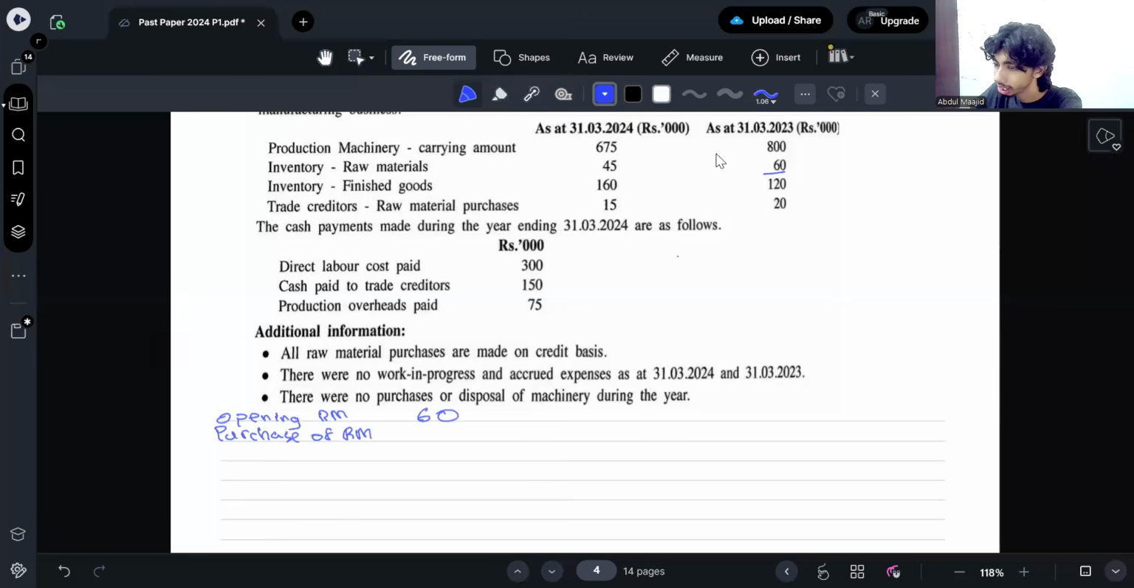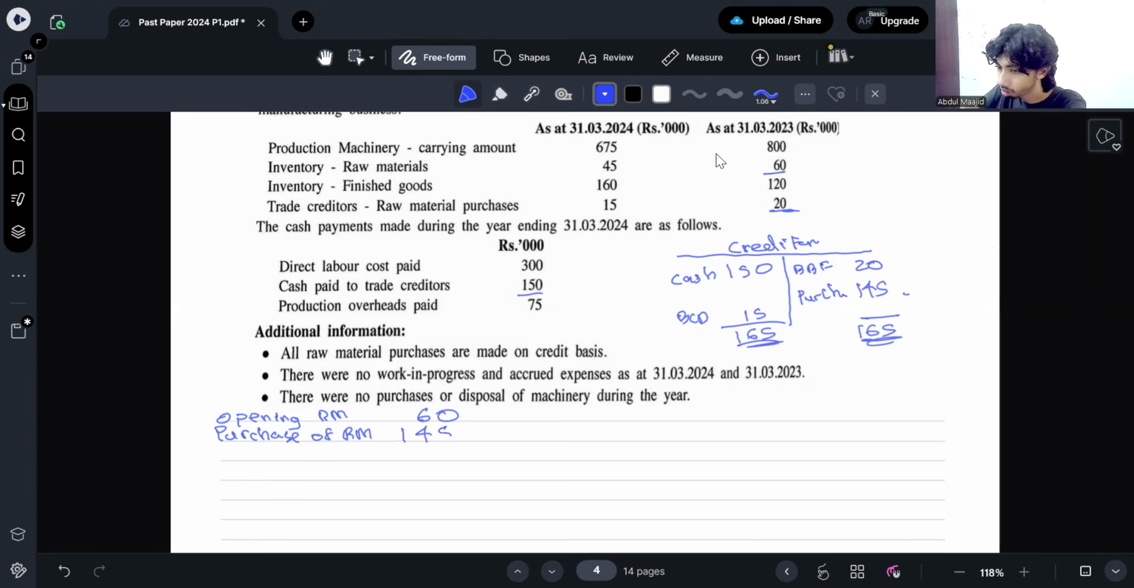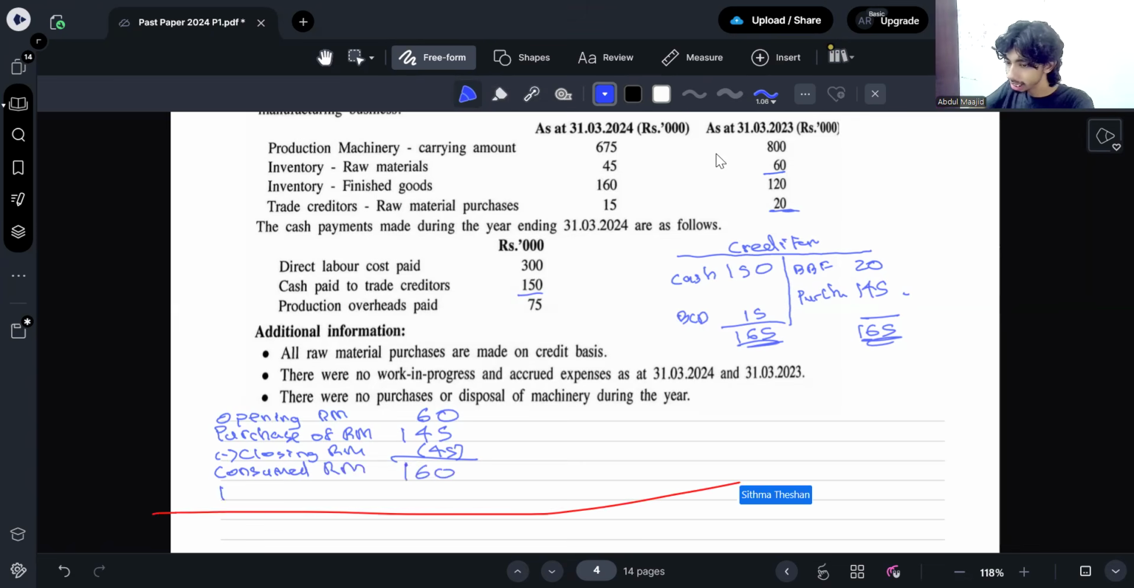You can prepare a creditor's account. Here, all the raw material purchases are made on credit. So, creditor's account. Opening creditors balance is 20. Closing creditors balance is 15. Cash paid to creditor is given as 150. And when you balance off, you will get your purchase as 145. So raw material purchase 145. From that, if you deduct the closing raw material of 45, you can get your consumed raw material. Consumed raw material will be 160. Then you have direct labor cost.